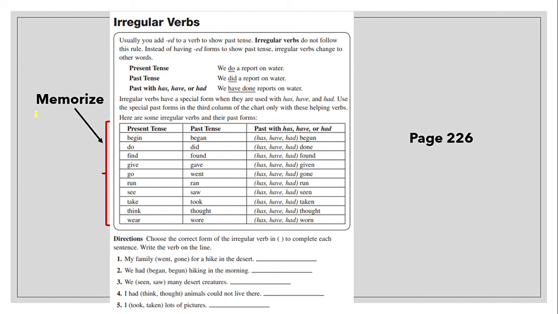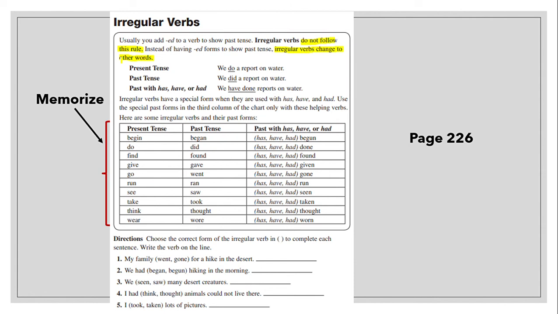Usually, you add ed to a verb to show past tense. As I said, usually you are used to adding ed to show that the verb happened in the past. This is for the regular verbs. Now the irregular verbs do not follow this rule. Instead of having ed forms to show past tense, irregular verbs change to other words. The verbs change to another form, not adding ed.